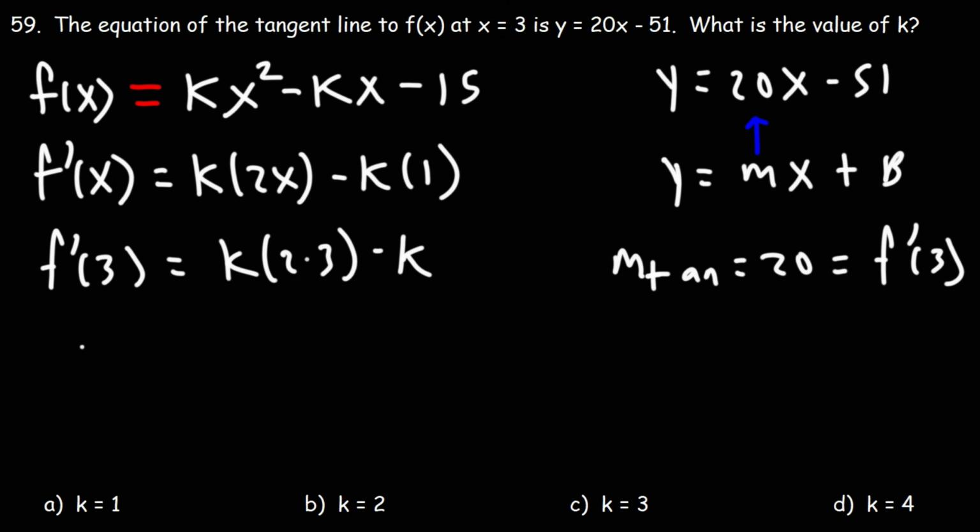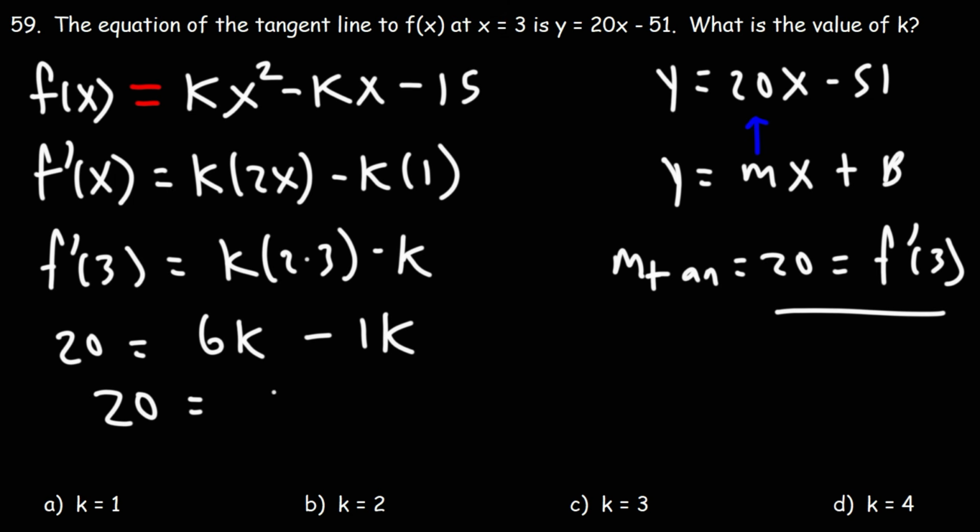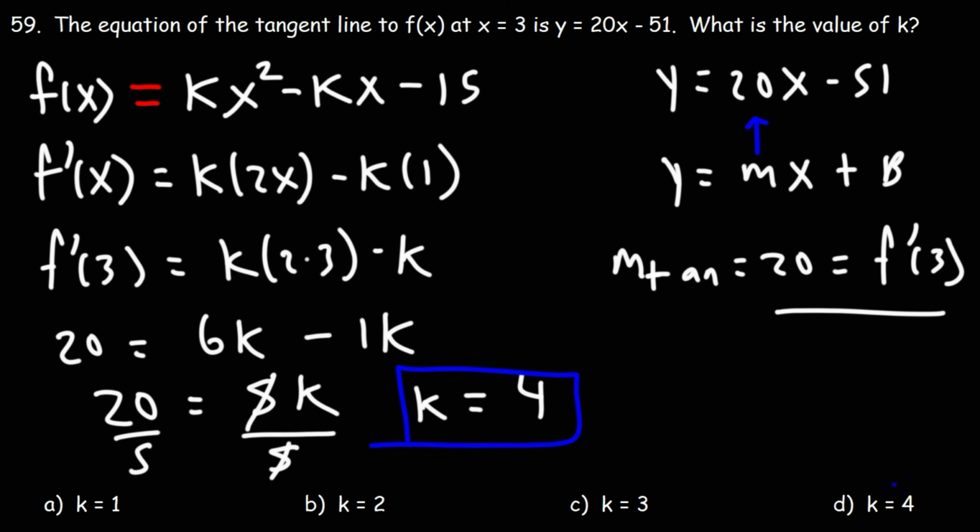And f prime of 3, we can see that it's equal to 20. 2 times 3 times k is 6k, and this is minus 1k. 6k minus 1k is 5k. And dividing both sides by 5, we get k is 20 divided by 5, which is 4. So that is the value of k in this problem. Therefore, D is the correct answer.